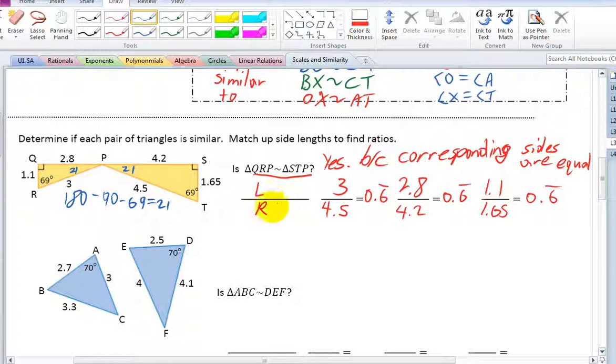So for this triangle, we didn't have to find the corresponding sides. It's good to do that, because you can see them all being equal. But what we should say is yes, because angles are equal.